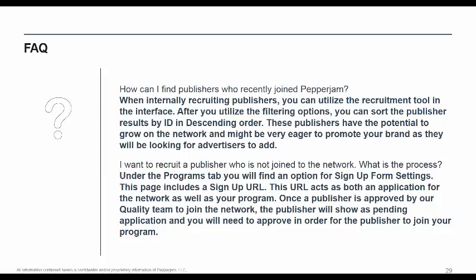And maybe you're working with a blogger or a publisher who is not currently on Pepperjam, but you want them to sign up and start promoting your program. What you can do is go to the Settings tab, and you'll find an option for your sign-up form settings. So this page includes your sign-up form URL, and this acts as both the application to the network and your program. So once they fill out this form and submit it, our network quality team will review and make sure everything looks good. And then once they're accepted, they'll automatically appear as an applied publisher in your program, and you can go ahead and accept so they can start promoting.